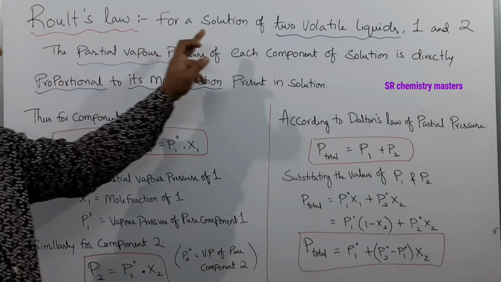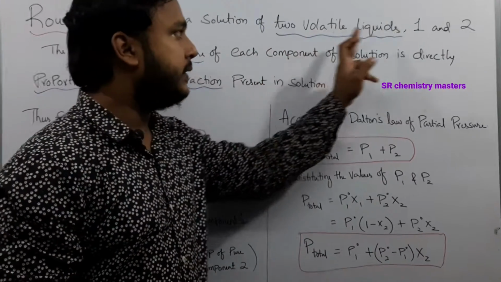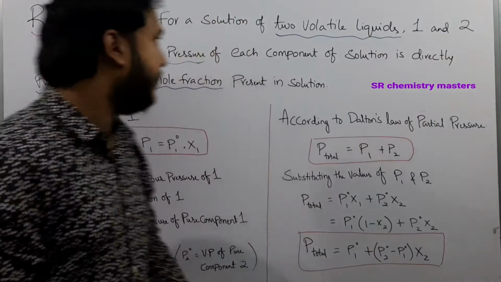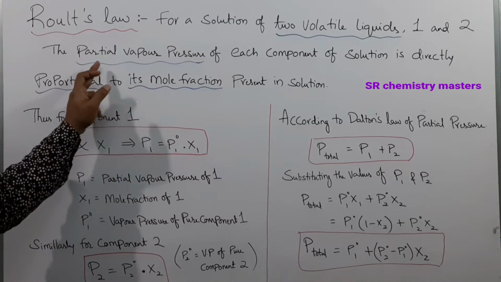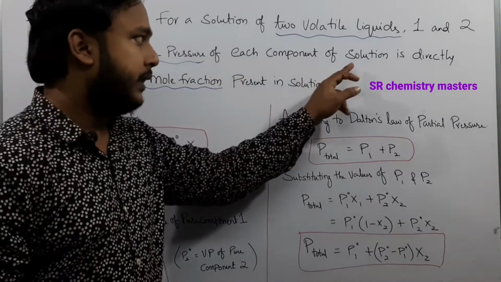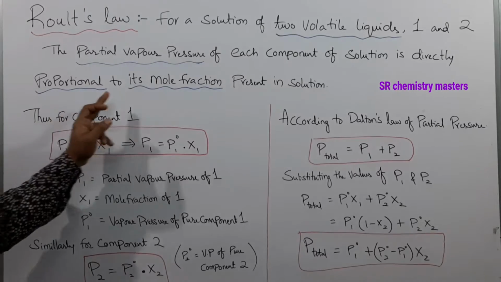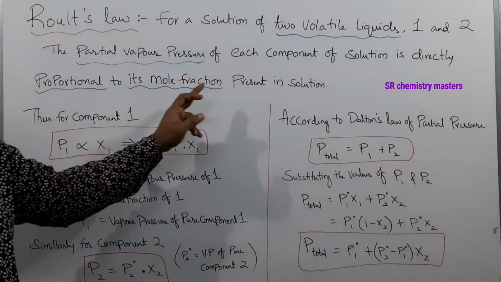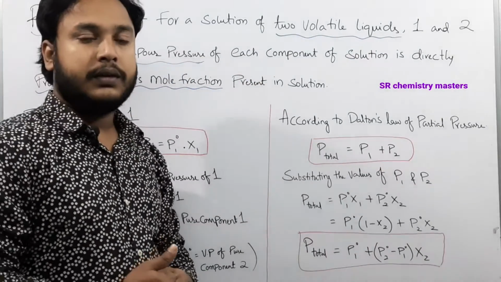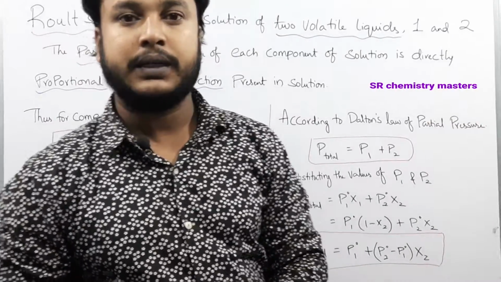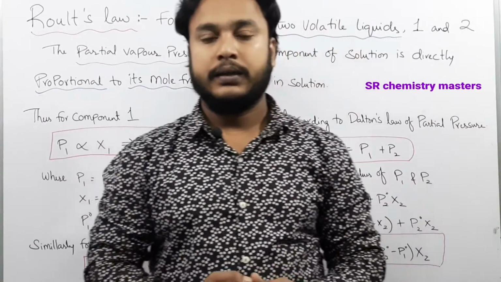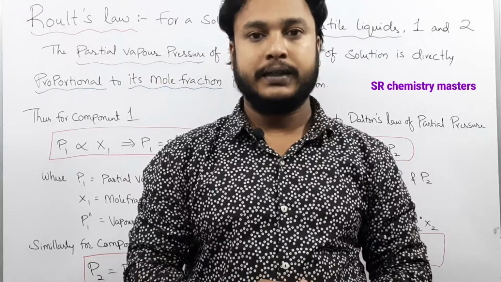For a solution of two volatile liquids, that is first liquid and second liquid, the partial vapor pressure of each component of the solution is directly proportional to the mole fraction present in it. Here it is a similar case to that of Henry's law. Raoult's law is a special case of Henry's law.